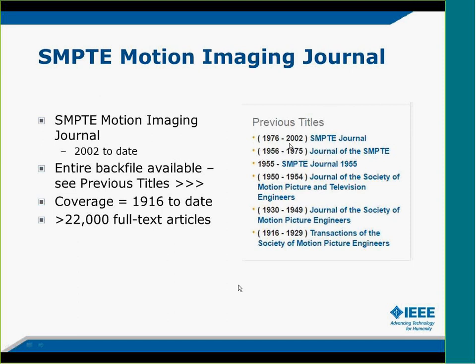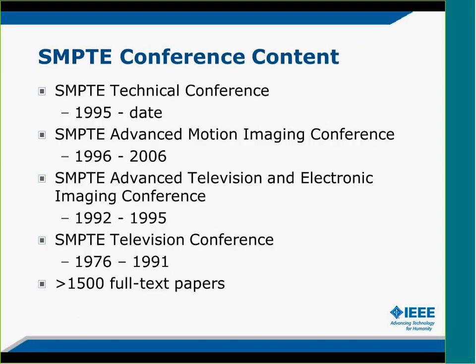And within Explorer, we are able to show you the different previous titles, what is referred to as the title history, and you can see that here. So it literally goes all the way back to 1916. The original journal was called The Transactions of the Society of Motion Picture Engineers. And this is indeed all full text and more than 22,000 articles to date.